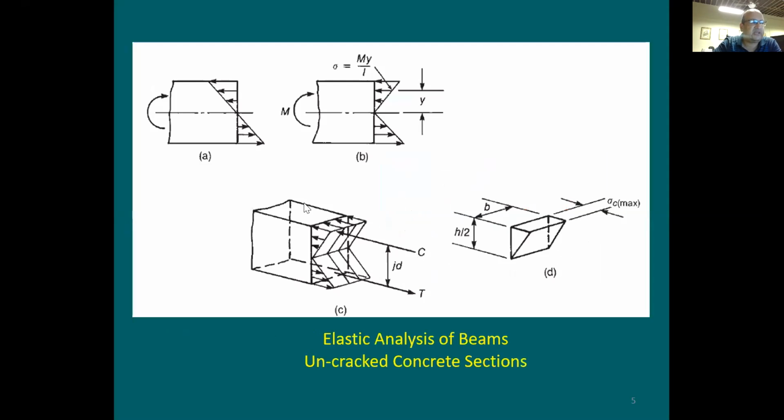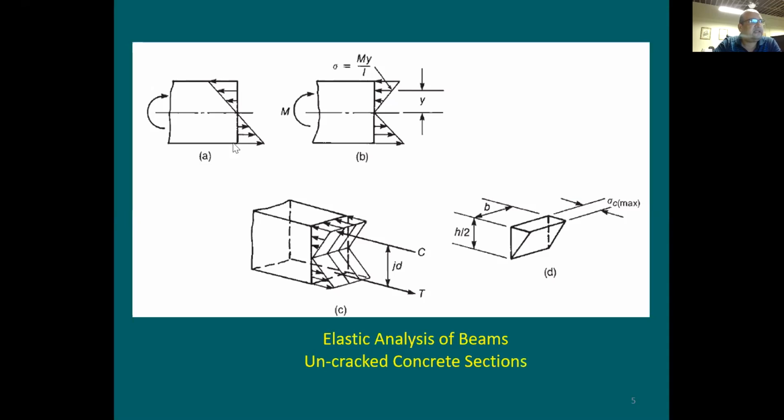As long as the stress is going to be lower than 400 PSI here at the bottom, your concrete is going to be homogeneous. It's going to be working in tension and compression. Once this goes beyond the 400 PSI, some crack is going to happen, and it's going to be a non-homogeneous section, and the rebar is going to get activated.